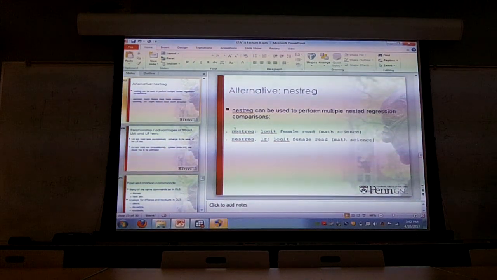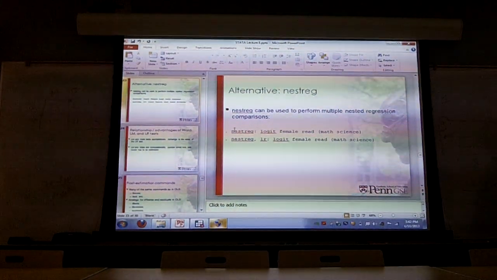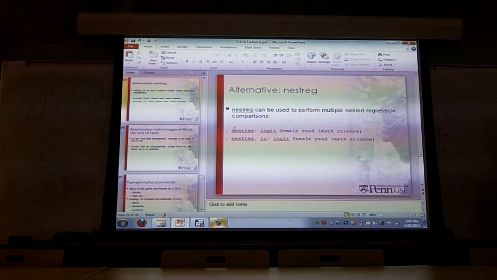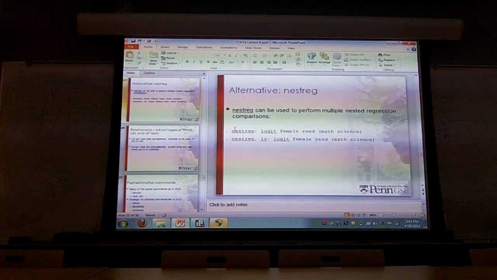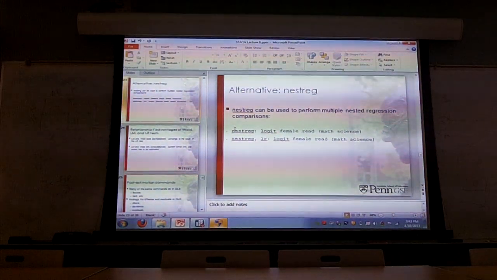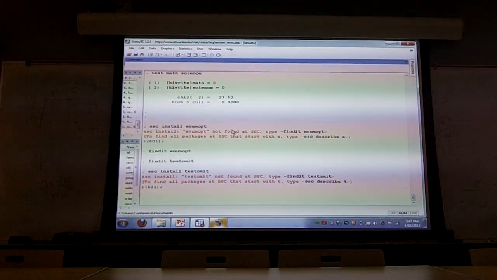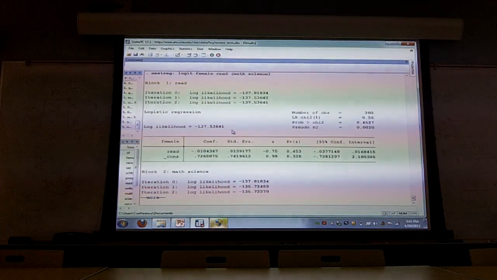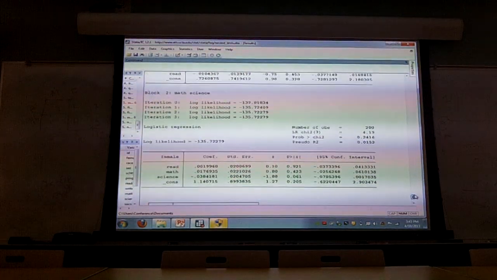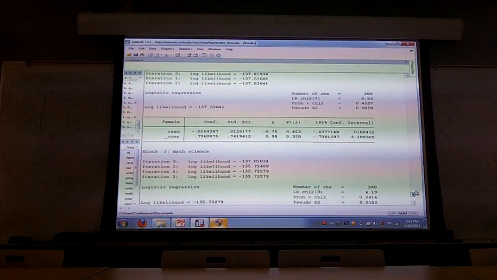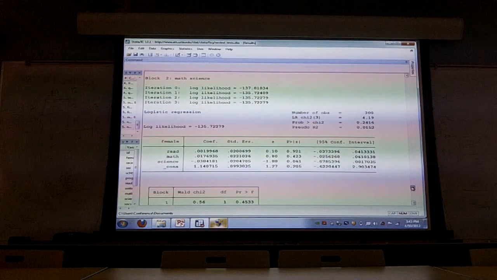Okay. So another way to do this is to use the nestreg command. So this is a very straightforward way of doing these tests here. UCLA said test omit is no longer available. Yeah. Okay. Do you have to rerun the model before doing the nestreg? It's because it's going to do it for you.